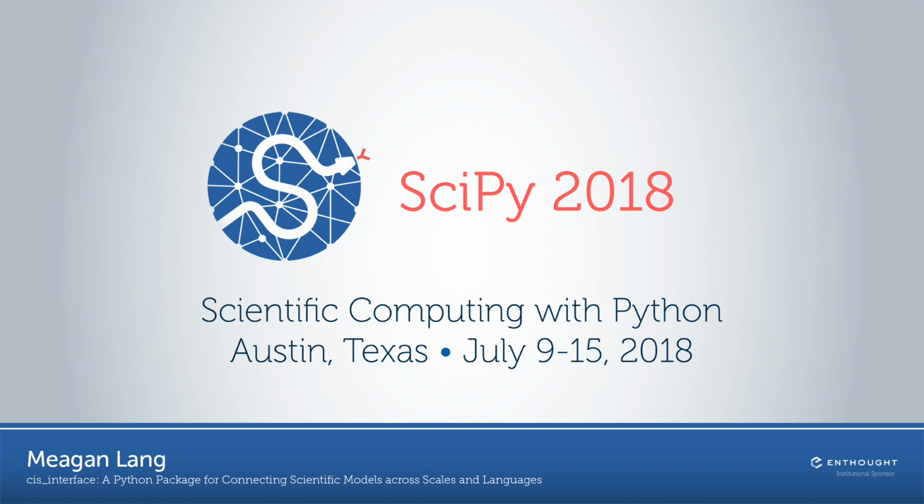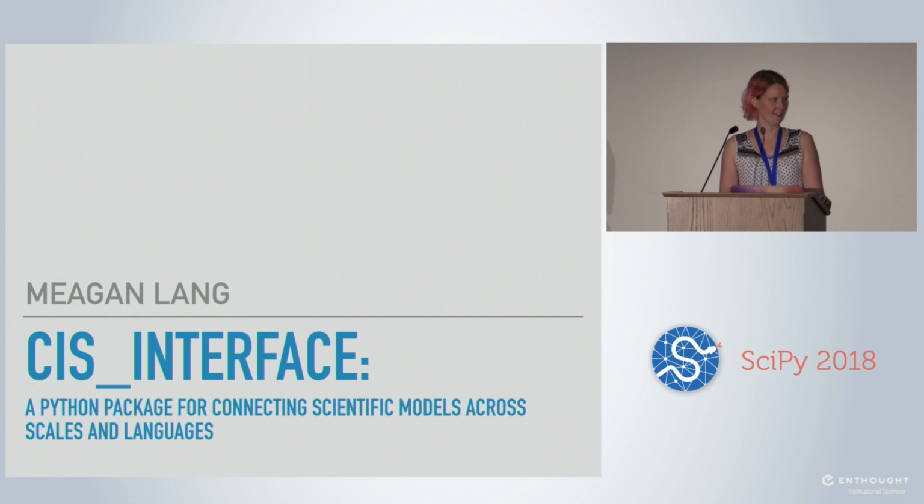So I'm Megan Lang. I'm actually a research scientist at the University of Illinois in Urbana-Champaign, at the National Center for Supercomputing Applications. And I'm going to be talking about a package CIS interface that I have been working on. It's a Python package for connecting different scientific models across languages and scales.